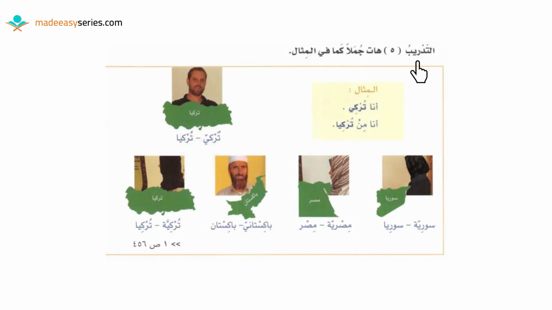Next exercise is التدريب الخامس, the fifth exercise. هاتي جملا, come with sentences كما في المثال, just like in the example. Here we have pictures of different individuals. Underneath them we have two words. A word on the right side, which is the person's nationality, and the word on the left side, which is where the person comes from, the country of the person. What you need to do is to say, I am of this particular nationality and I come from this particular country. Let's go to the al-mithal, the example sentence.